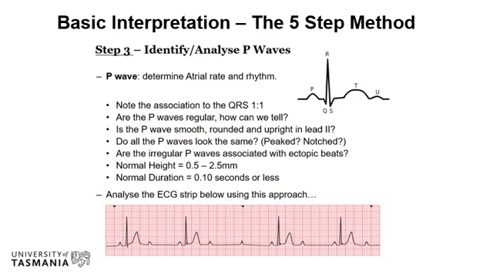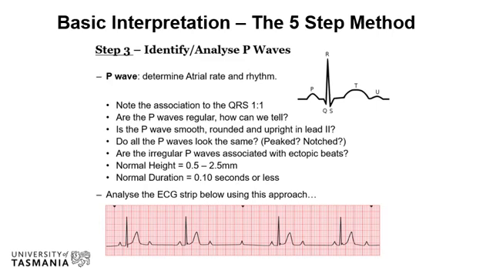Step 3 requires us to assess the P wave. So we need to look at its morphology, duration and amplitude. For a P wave, they should be between 0.5 millimeters to 2.5 millimeters in height, or half a small box to 2.5 small boxes. And they should be no more than 0.1 seconds or 100 milliseconds in duration.